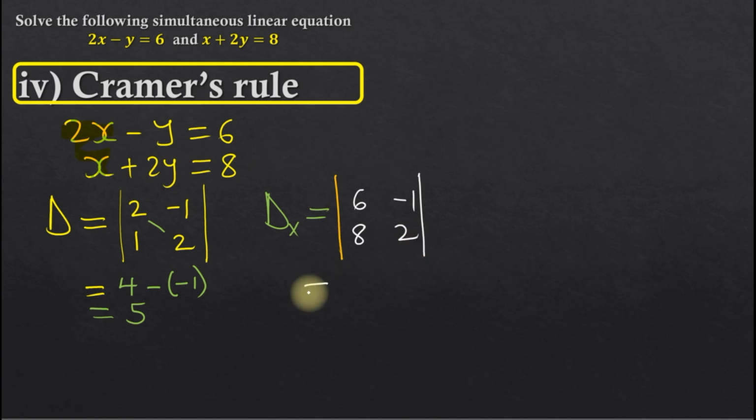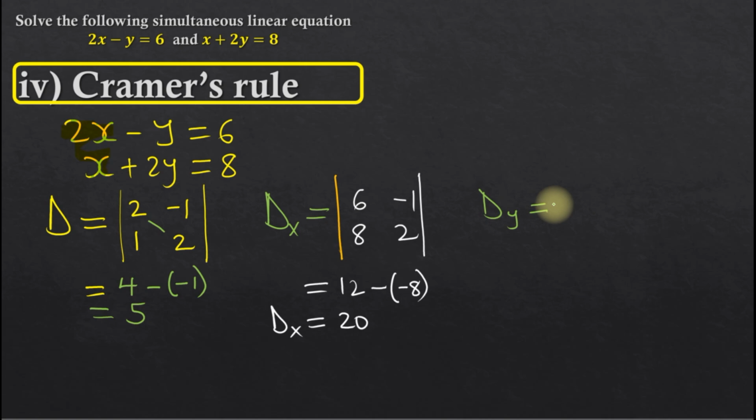So to get dx, multiply the elements in the main diagonal, that is 6 times 2, that is 12, then minus the other diagonal product, 8 times minus 1, that is minus 8. So I get dx as 20. The other one, I get the determinant of y.